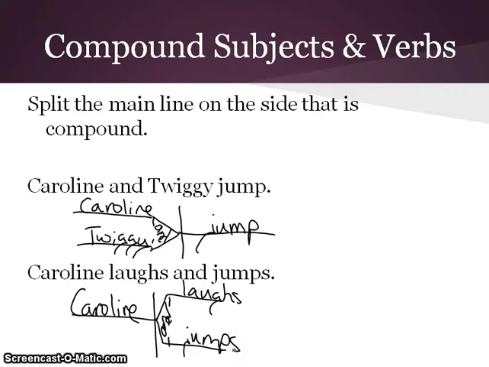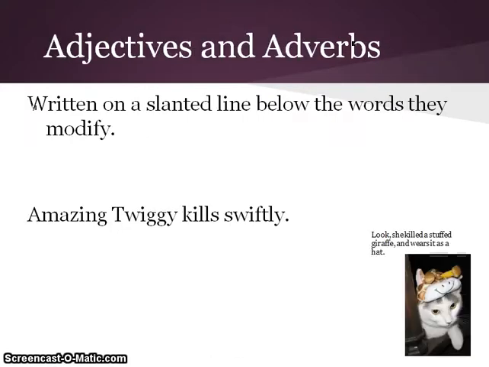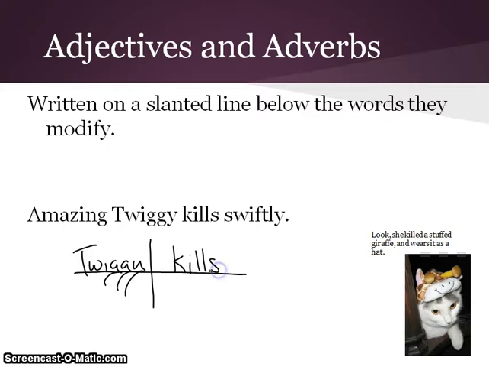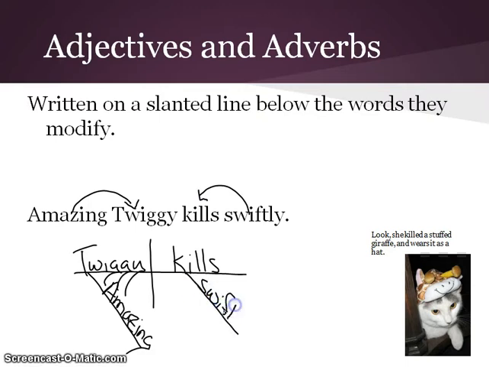If we were to add adjectives and adverbs into the sentence, we add those onto the diagram below the words they modify on a slanted line. So in this sentence, we still start with that basic diagram. Subject goes here, Twiggy. Verb goes on the right, Twiggy kills. Now, amazing is an adjective describing Twiggy, so it goes on a slanted line underneath Twiggy, because that's what it's modifying. And swiftly is telling me how she kills, so that goes on a slanted line under kills. So that sentence would look like that.